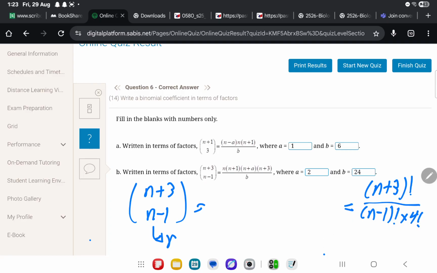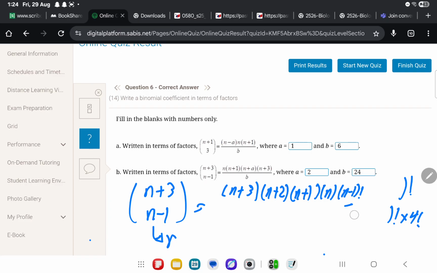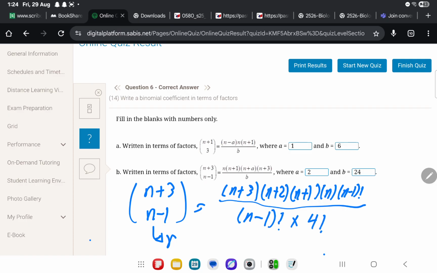Which is bigger? Sorry. N plus 3 or n minus 1? N plus 3. So, we're going to expand it and stop when we reach n minus 1. N plus 3 into n plus 2 into n, or n plus 1, sorry, into n minus 1 factorial. Let me erase this part now. All over n minus 1 factorial multiplied by 4 factorial, if you remember. So, n minus 1 factorial will cancel with n minus 1 factorial, leaving me with n plus 3, n plus 2, n plus 1 into n over 4 factorial.